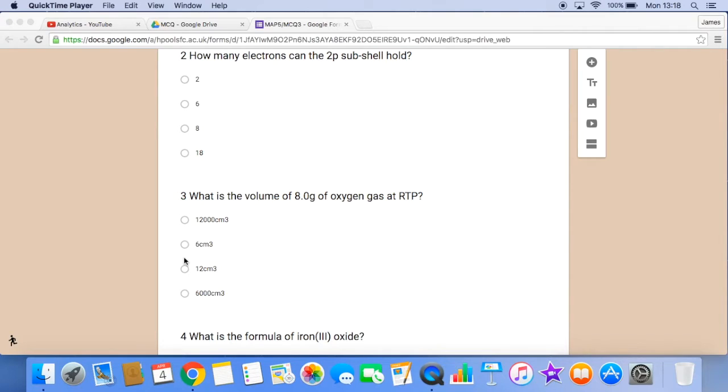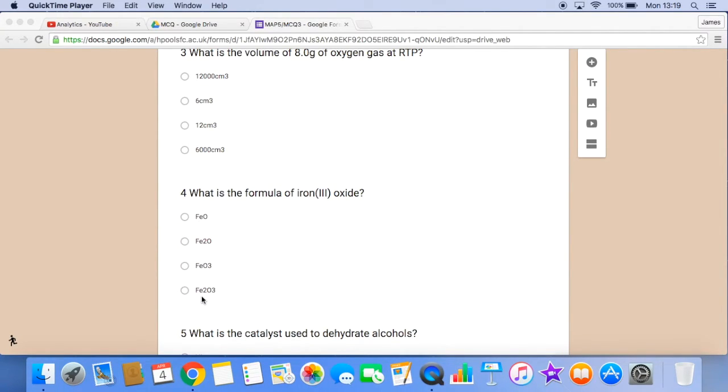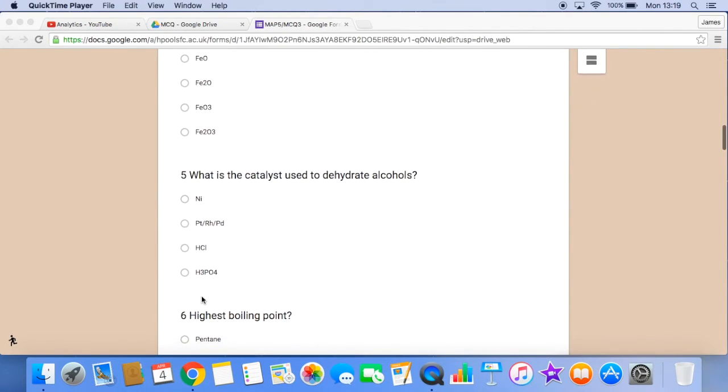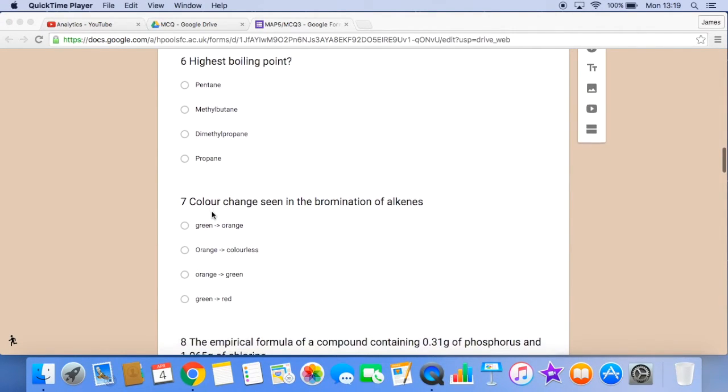Number 3, the answer is 6,000 cm³. The formula of iron(III) oxide is Fe2O3, that one there. The catalyst used to dehydrate alcohols is phosphoric acid, so this one here, H3PO4. Which has the highest boiling point? It is pentane. Number 7, the colour change seen in the bromination of alkenes is orange to colourless.